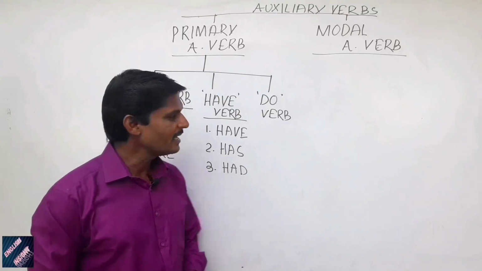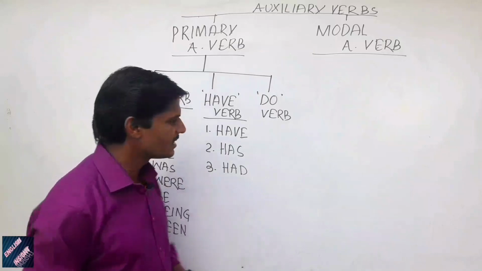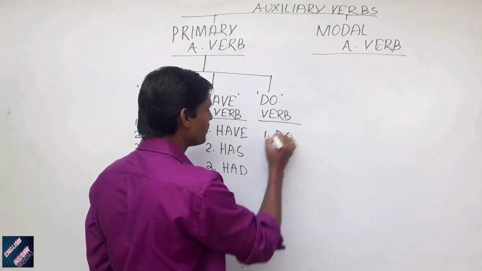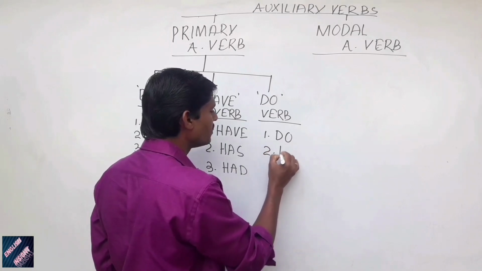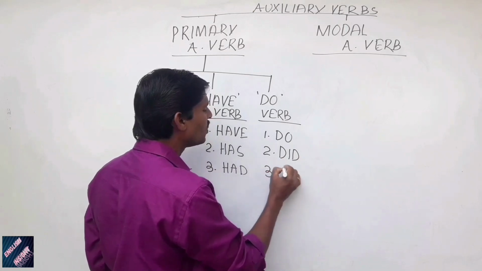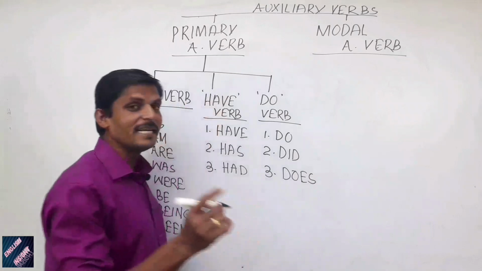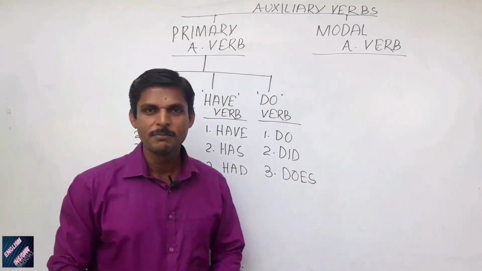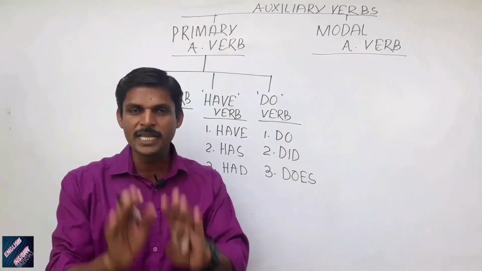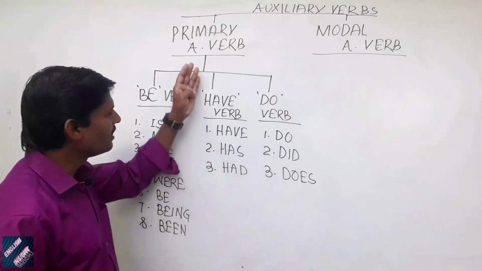Number three, we'll see what the do verbs are. The do verbs are also of three numbers. The first one is do itself. Number two, did. Number three, does. Not do, did, done, that is a main verb. But here: do, did, does. These three verbs are called do verbs. These are primary auxiliary verbs.